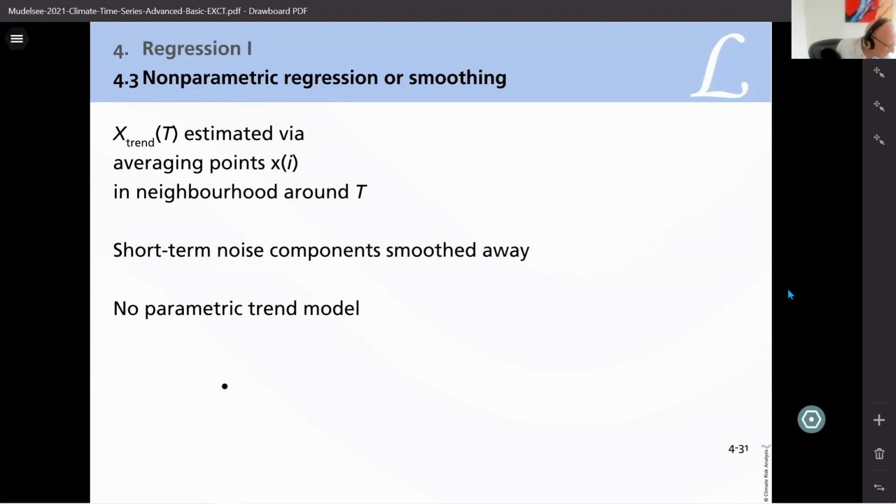I have no idea why my stick is not working. Okay, so I have to do the last one without the stick.